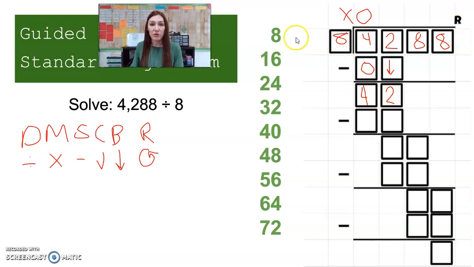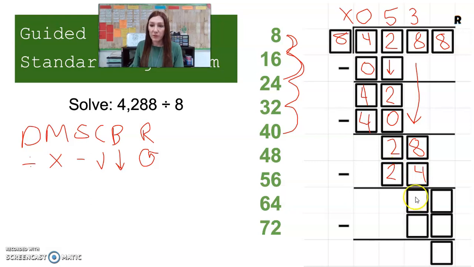8 divides into 42. Let's see. 1, 2, 3, 4, 5 times. 5 times 8 is 40. 42 minus 40, so 2 minus 0 is 2. 4 minus 4 is nothing. Is 2 smaller than 8? Yes, so I can bring down my 8. How many times is 8 divided into 28? 1, 2, 3 times. 3 times 8 is 24. 8 minus 4 is 4. 2 minus 2 is 0. Is 4 smaller than 8? Yes, we can bring down this last digit.